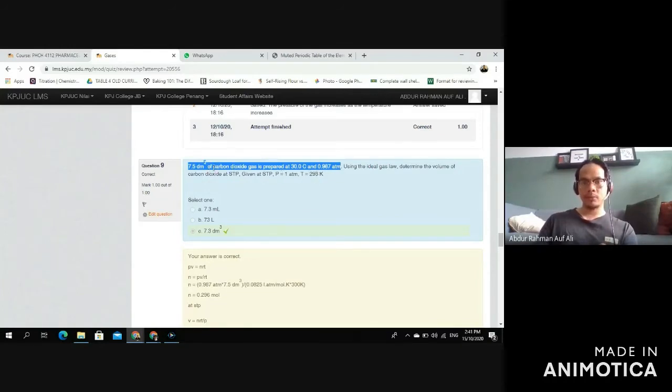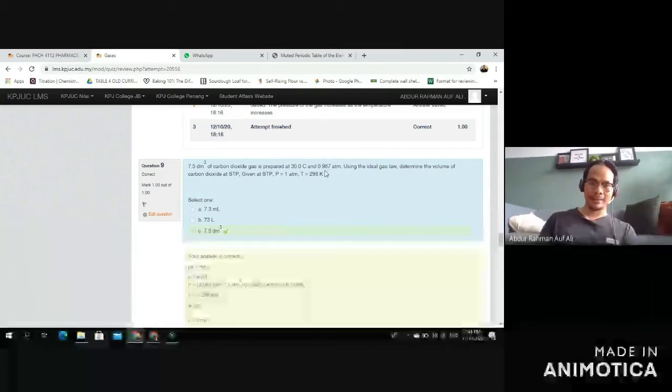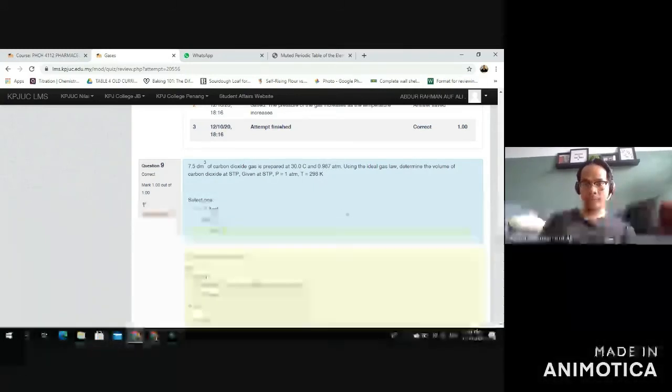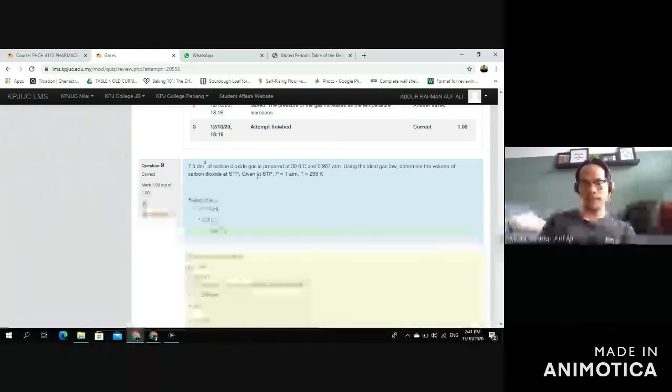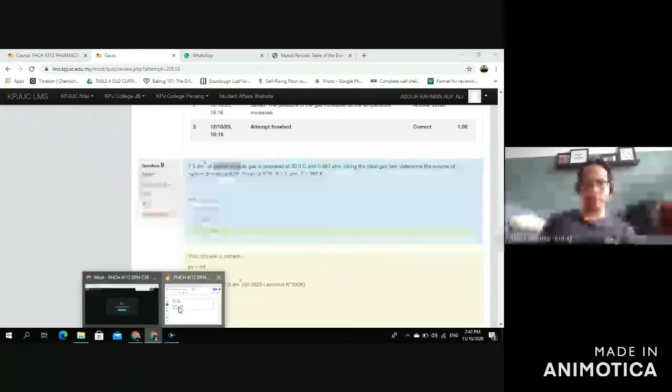So kita tahu ini bukan STP because the pressure is 0.987 atm. Walaupun kalau kamu kata kamu bundarkan menjadi satu, tapi that's not the case. Kamu tak boleh bundarkan. Kalau dia tak tulis satu, this is not standard pressure. So to solve this problem kamu perlu guna the ideal gas law, PV equals to nRT, and determine the mole. Kamu perlu determine the mole of the carbon dioxide gas kat sini. Berapa dulu.